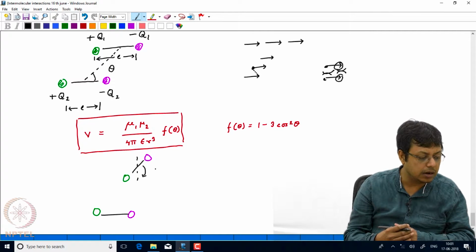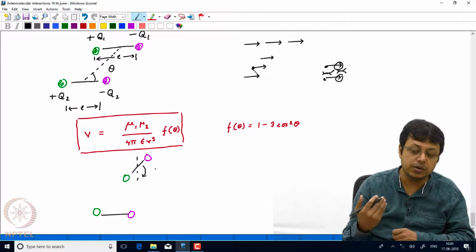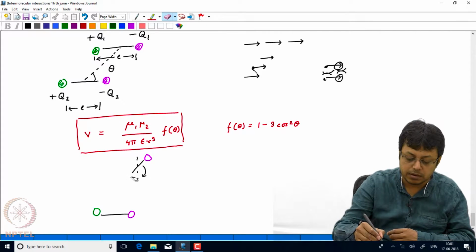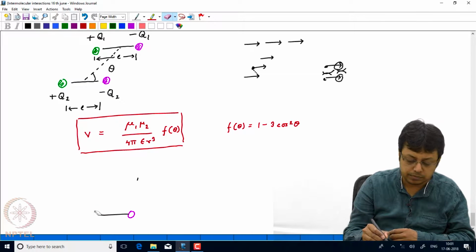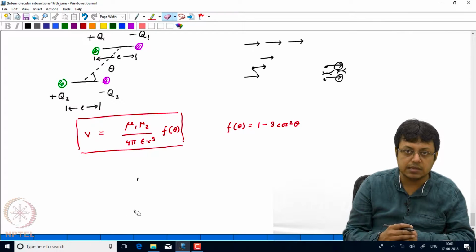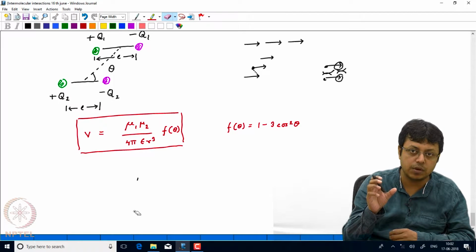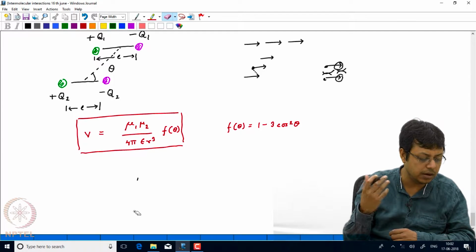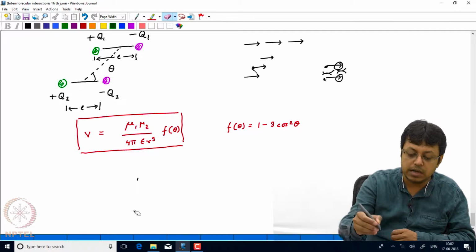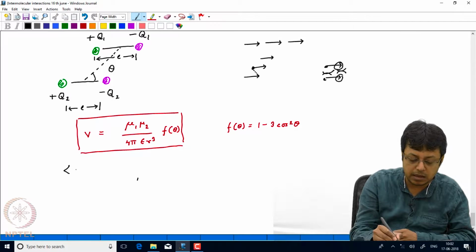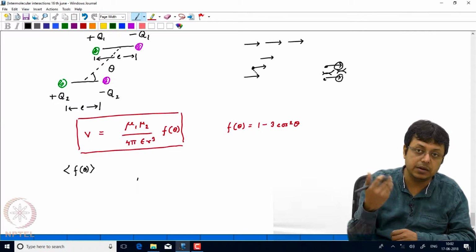Now, this dipolar interaction, if we have it between two freely rotating molecules, meaning in reality what we will have is the function 1 minus 3 cos square theta, that we already know, and we are now asking this question, what will be the average value of this f of theta if the two dipoles are free to rotate.